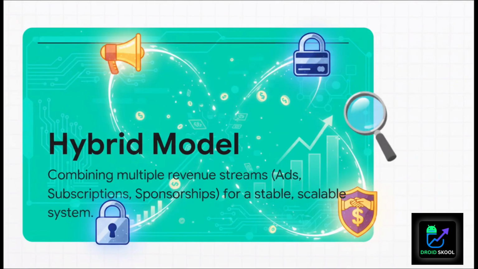So what exactly is this hybrid model? Well, basically, it's all about combining multiple revenue sources. We're talking ads, subscriptions, and sponsorships to build a powerful and stable income system for your app. This right here is the mark of a true professional developer.